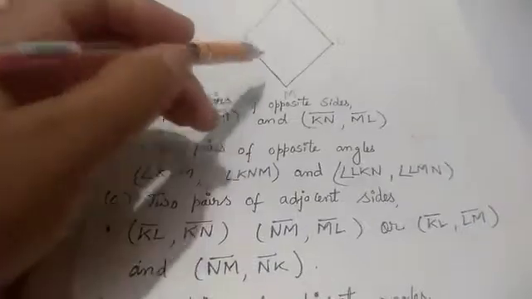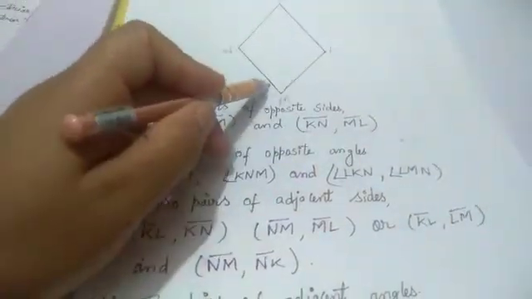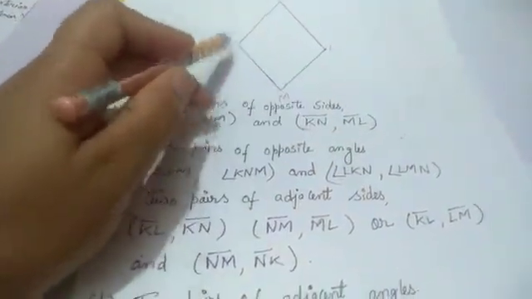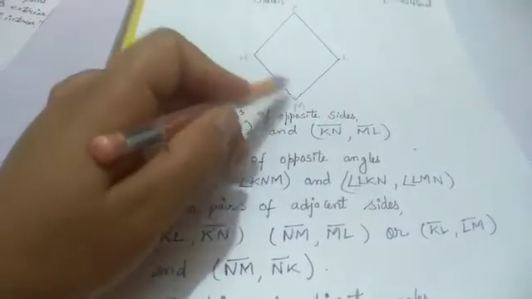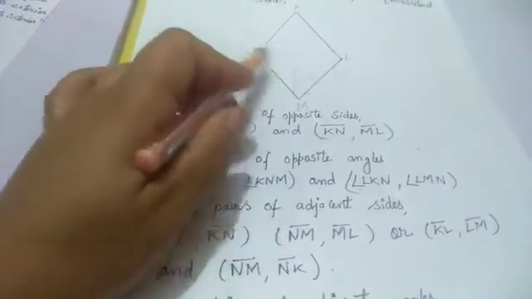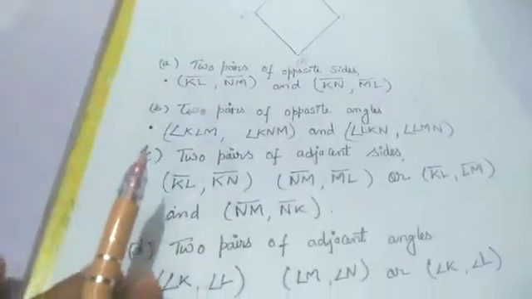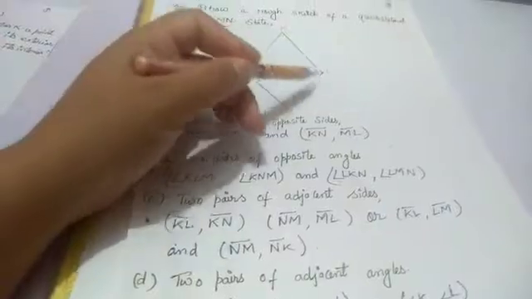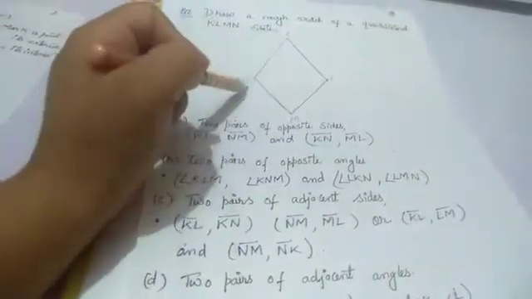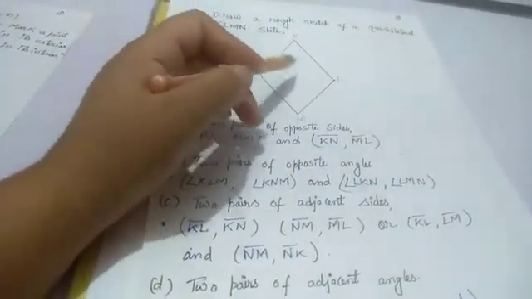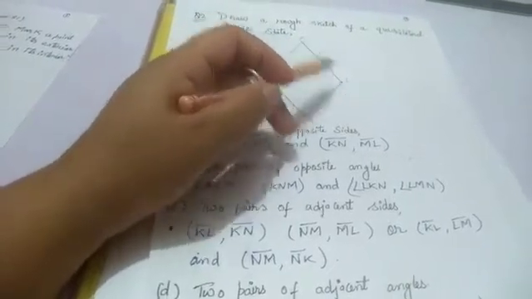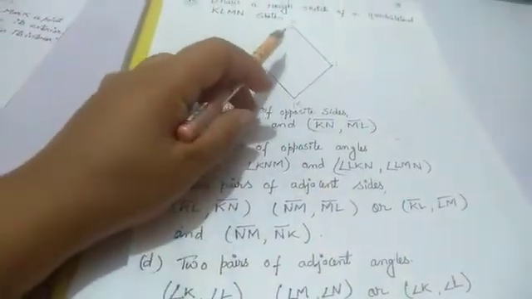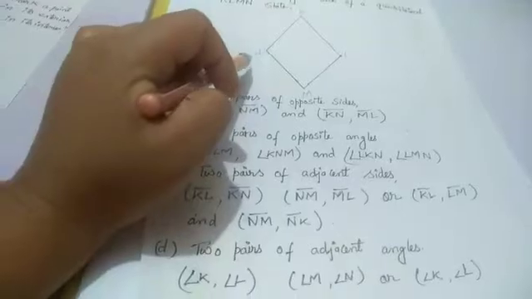As sides are adjacent when they are joined at the vertex, here also you can see line segment NM has two adjacent angles. Angle K is adjacent to angle L, and angle K is also adjacent to angle N. So here are two pairs: angle K, angle L, and angle K, angle N.